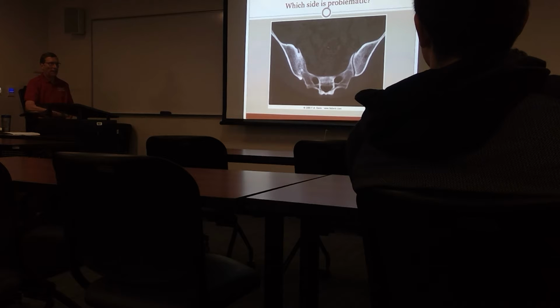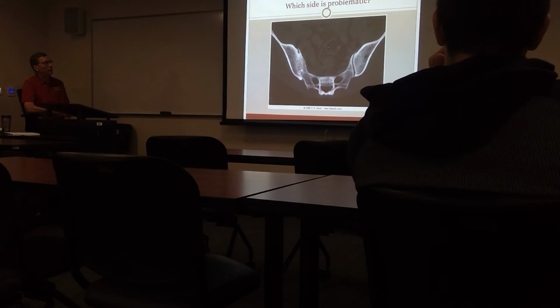Yes, it's the SI joint. Here's the sacrum, which kind of looks like a mountain lion with big ears. Here's the right SI, and here's the left SI joint. And look at the right SI joint. Totally obliterated. We don't know why it's obliterated, but we know it's obliterated.